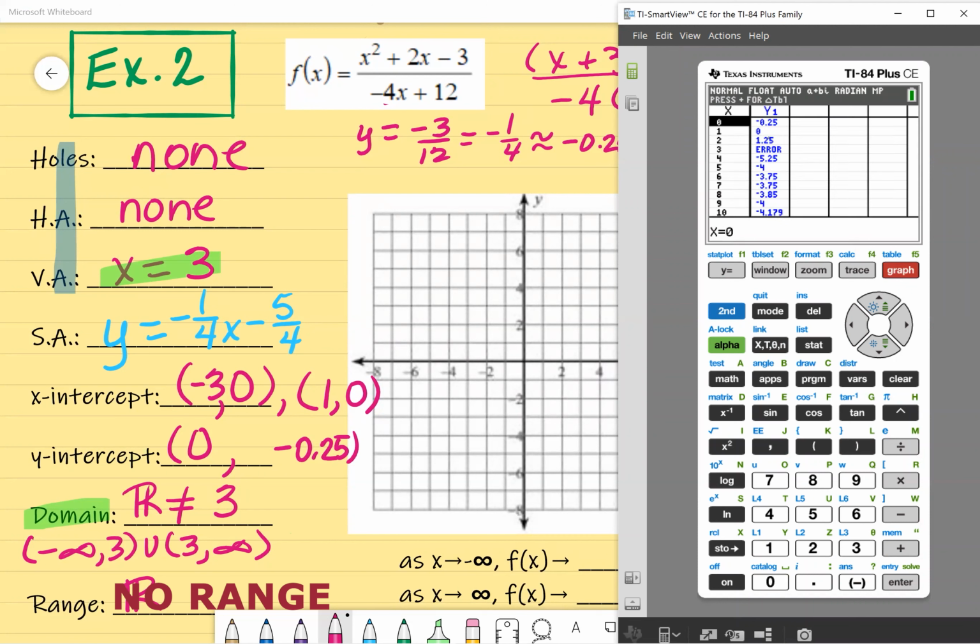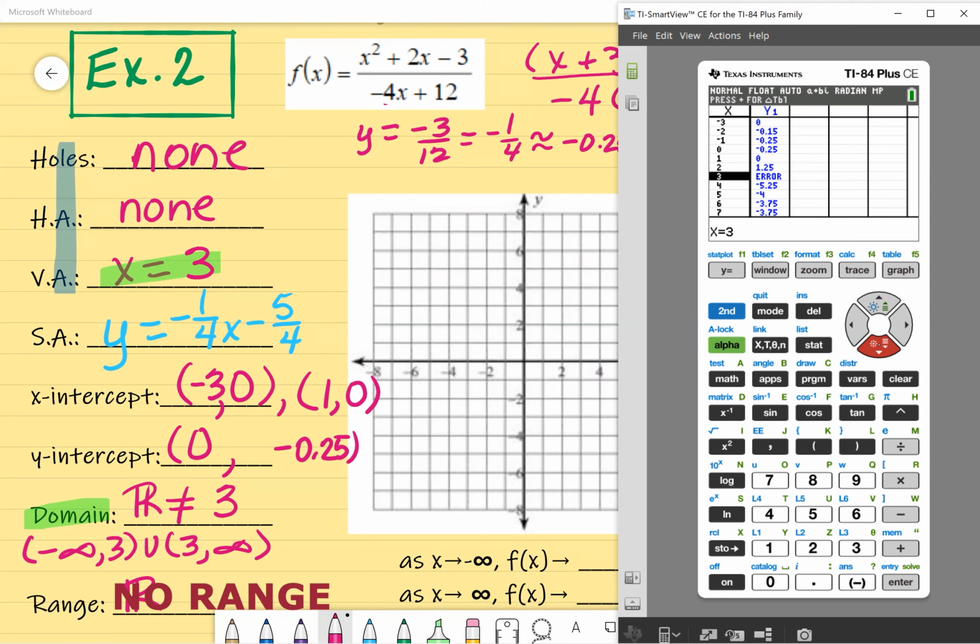If I go to 1, I have a 0, so that was correct on my x-intercept. And if I went to -3, I should have a 0. I do. If I go to 0, I should have a -0.25, which I do. That's my y-intercept. I should have an error for 3, which is my vertical asymptote. Awesome. That's good. So I'm on the right track.